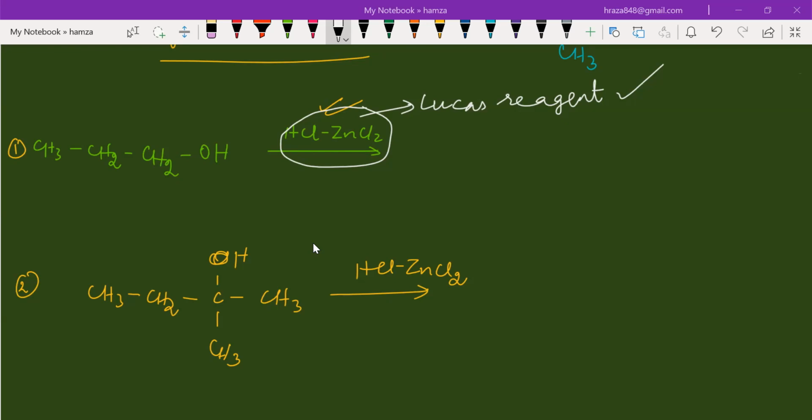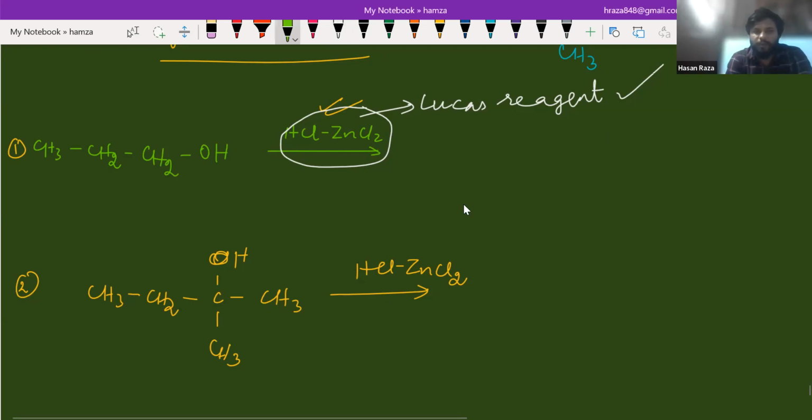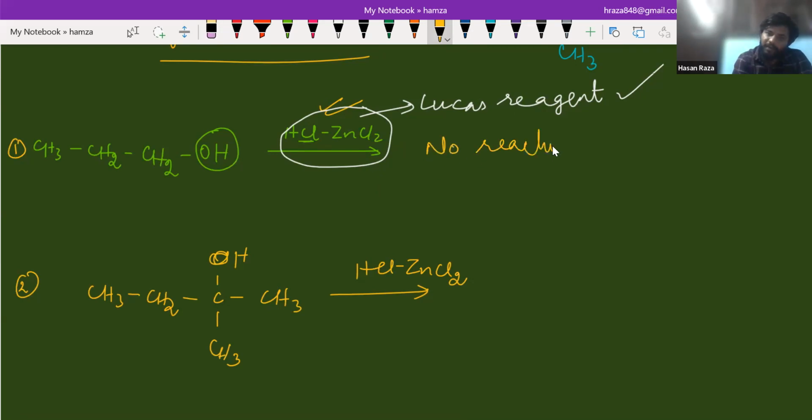See, I'm going to explain it. It's very simple. We studied the preparation of haloalkane from alcohol. In that, we studied this: just remove this OH and add Cl, and you will get the answer. But here, it's very important to note that no reaction will take place.